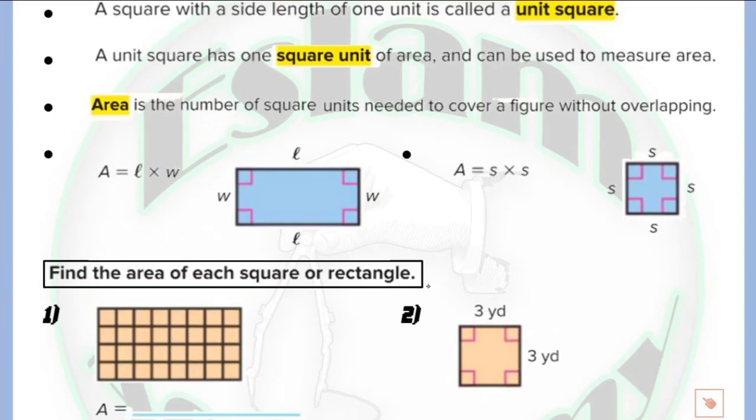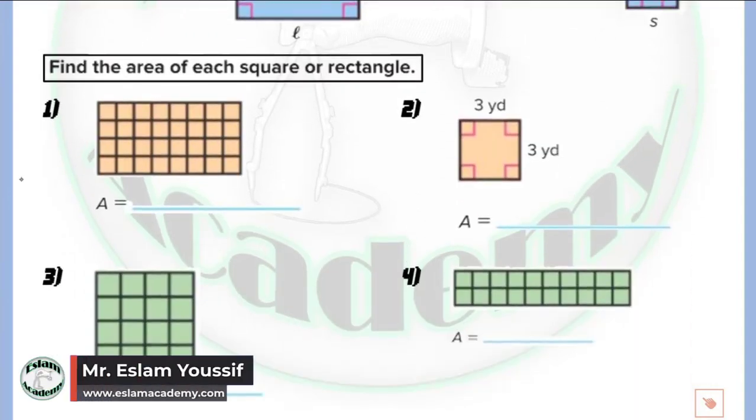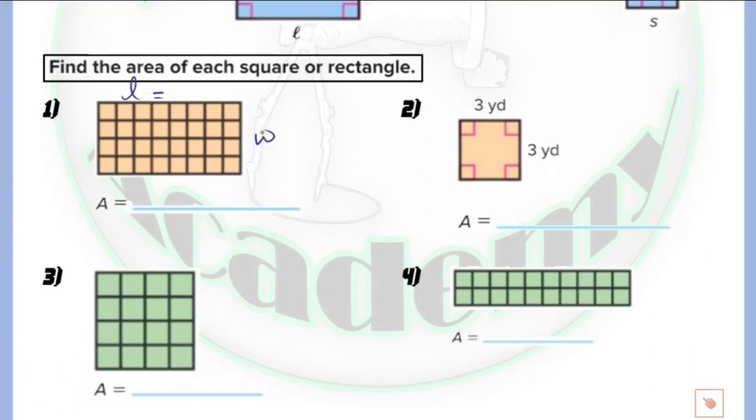So we need to find the area in each of the following. Number one, we need to find the area of the rectangle. To find the area, we need to find the length and the width. So at first we will count the length. We have here 1, 2, 3, 4, 5, 6, 7, 8. We have 8 squares. And for the width we have only 4.